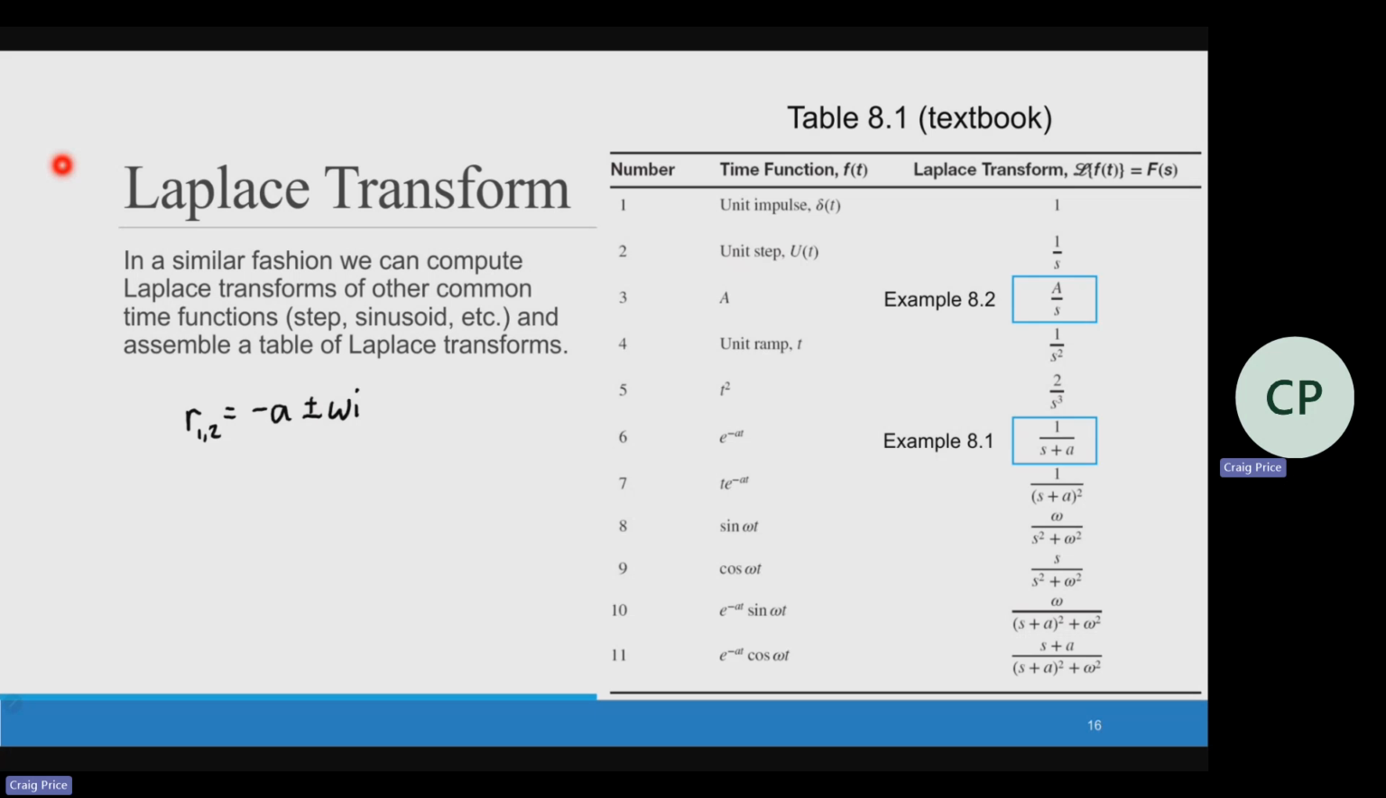If I have an A and omega, I'm using these two lines from the equation sheet. If I just have an omega, if A is 0, I'm using lines 8 and 9. And then if I have a real root, I'm using line 6. So we just have an e to the negative at, there's no omega. So the root locations are going to really help you with these Laplace transforms, kind of knowing what's going on. Questions up to this point?